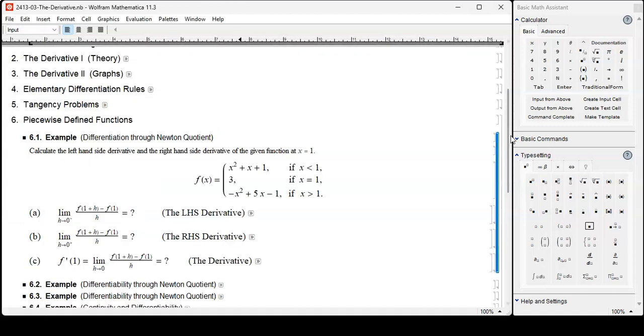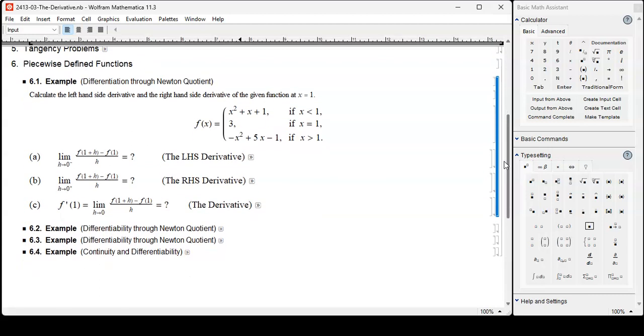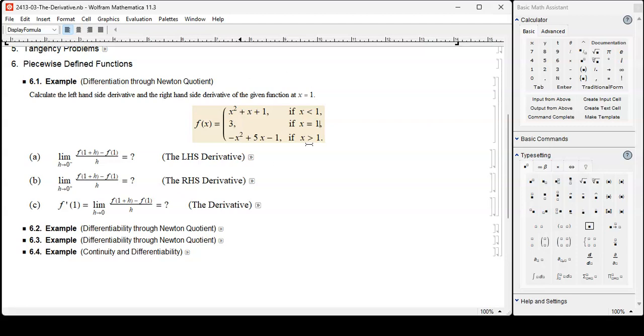We went through this example here. For the Newton quotient for the left-hand side, we have to use the first line. The Newton quotient for the right-hand side, we have to use the third line. Either way, f of 1 is explicitly given as 3, so that's what I can plug in. And then, please note that this function is continuous.